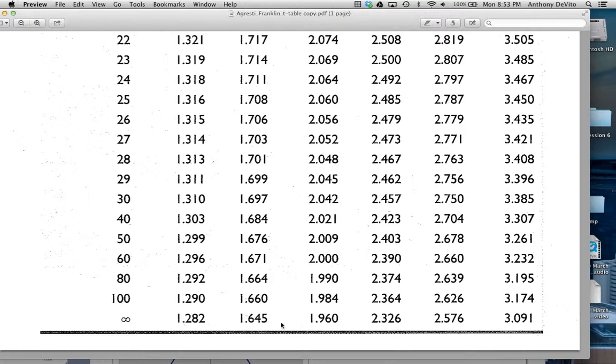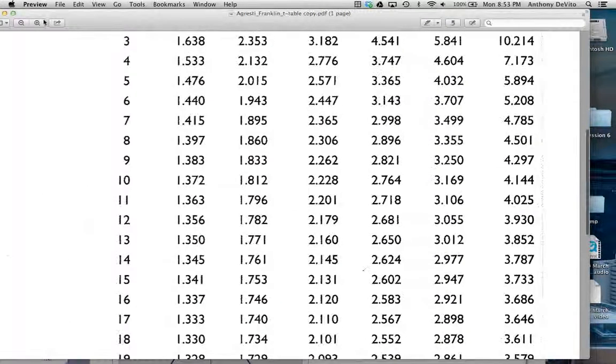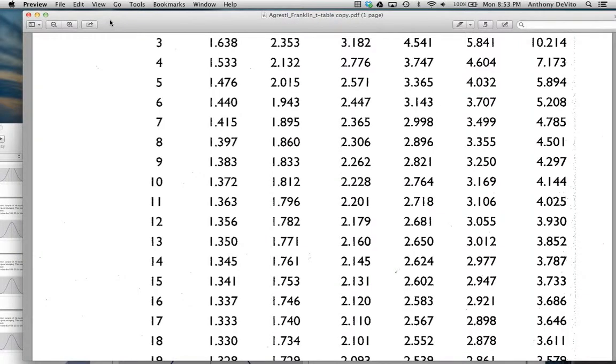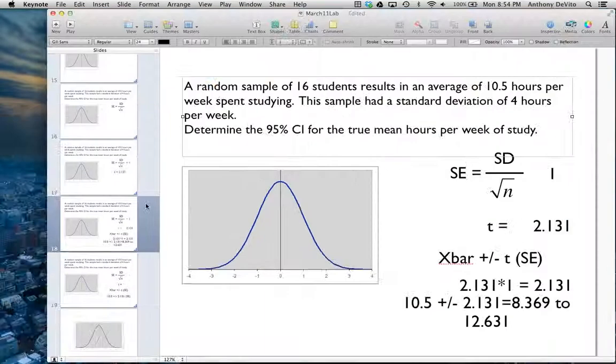Okay, which makes sense because if it was really infinite, it's almost like knowing the population standard deviation anyway. So if you got a small sample size, if you know the population standard deviation, you can use the 1.96. If you don't know the population standard deviation, you have to take a look at the sample size to decide whether or not to use the 1.96 or go to the t-table to get that value. Okay, let's see if we got something else we want to talk about.